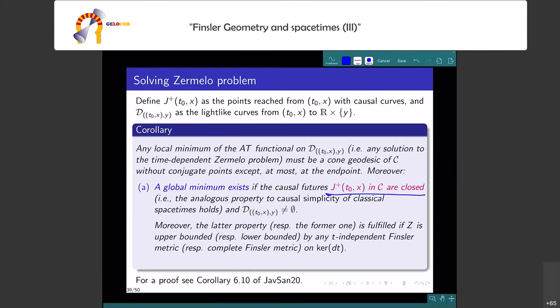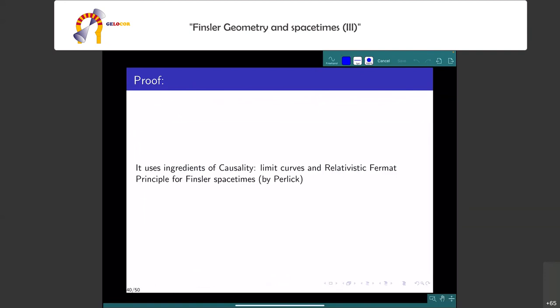In some situations, when the time-dependent metric is upper bounded by a t-independent Finsler metric, you can guarantee this. So there are ways to ensure that the Zermelo problem has solutions. All the critical trajectories of the arrival time functional must be cone geodesics, not only the minimizers. All this can be proved using causality and the relativistic Fermat principle by Perlick.